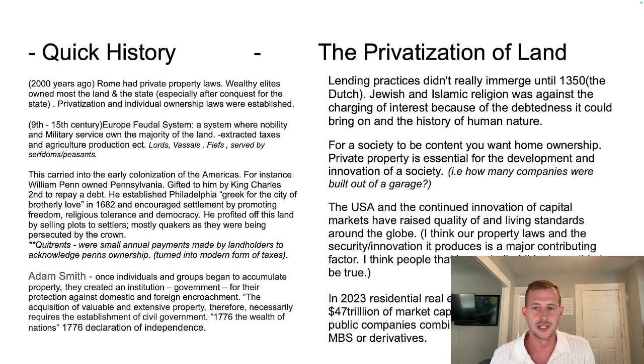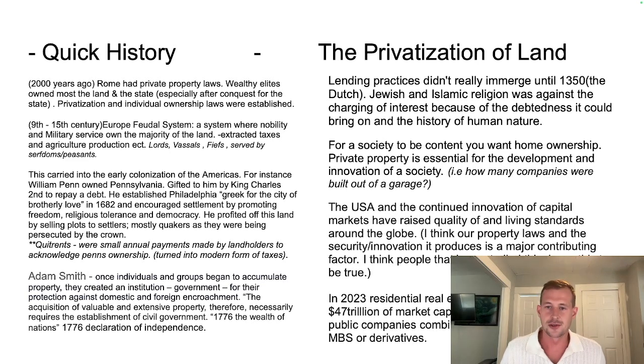But one of the things I wanted to read from his book, which I think gets the point really well, is: once individuals and groups began to accumulate property, they created an institution, government, for their protection against domestic and foreign encroachment. The acquisition of valuable and extensive property, therefore, necessarily requires the establishment of civil government. So that means once you start acquiring things, you want protection against somebody coming and taking your things, right? Private property has this built-in feeling of security.